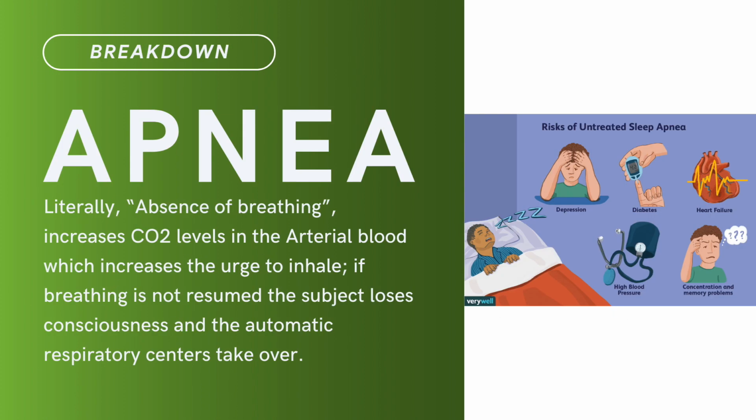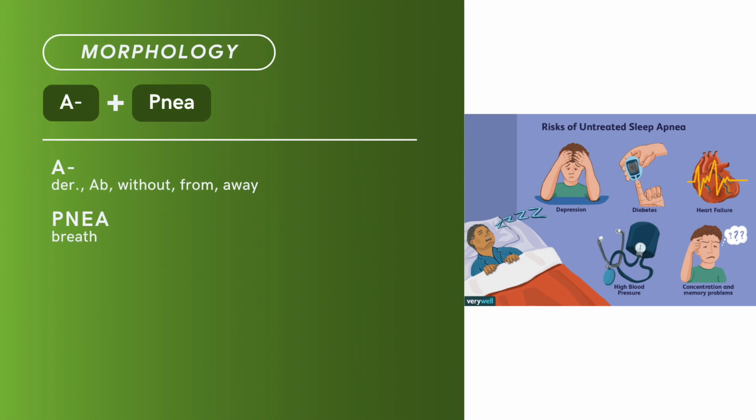Compound term, apnea. Brief definition, literally means absence of breathing. Increased carbon dioxide levels in the arterial blood increase the urge to inhale. If breathing is not resumed, the subject loses consciousness and the automatic respiratory centers take over. Term morphology, compound of a plus pnea. A is derived from a, meaning without or away. Pnea means breathing. There you have it, compound term, apnea.